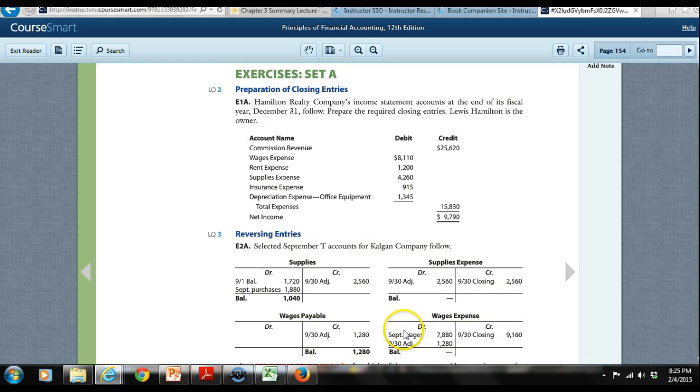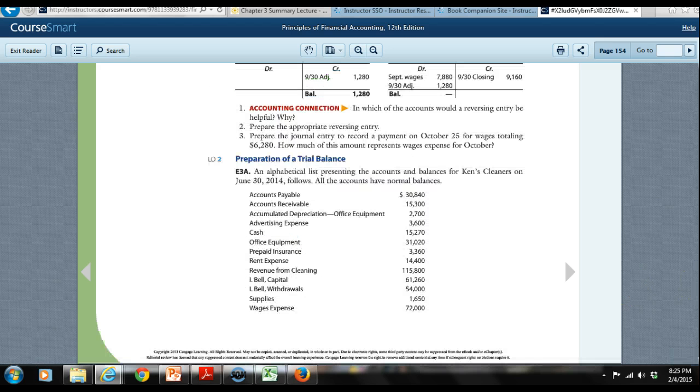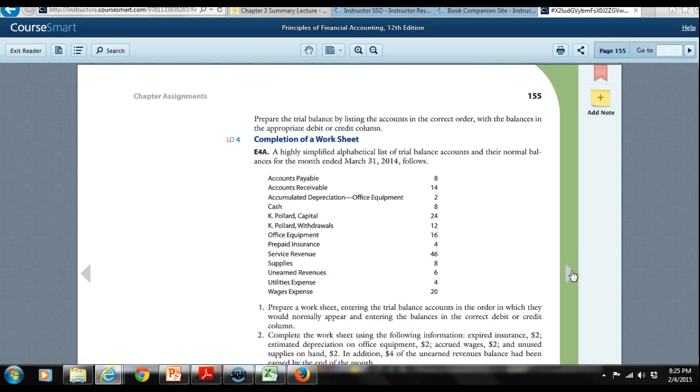Now, I want to look at another one. Let's just see.